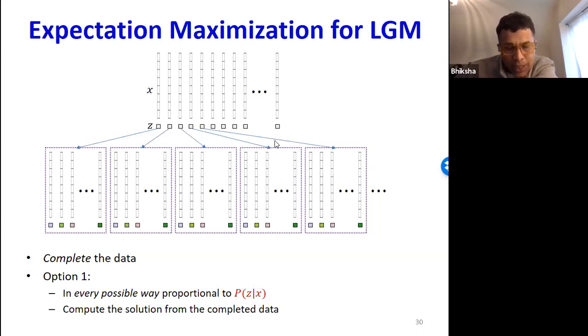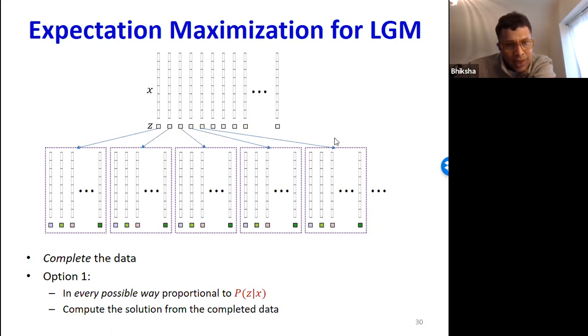We will start off with an initial estimate for the parameters of the distribution and use it to estimate the z. We will use it to fill in the z for every data instance with every possible value of z. So each vector is now being expanded. The missing component z is being filled in every possible way in proportion to the posterior probability of z.